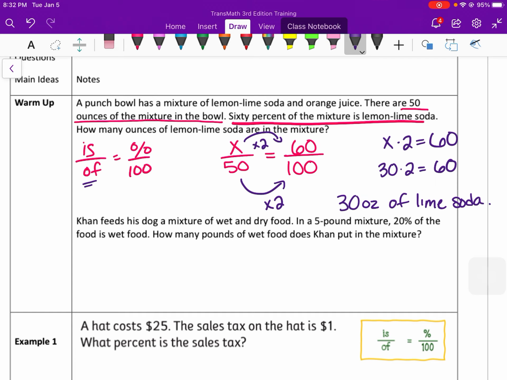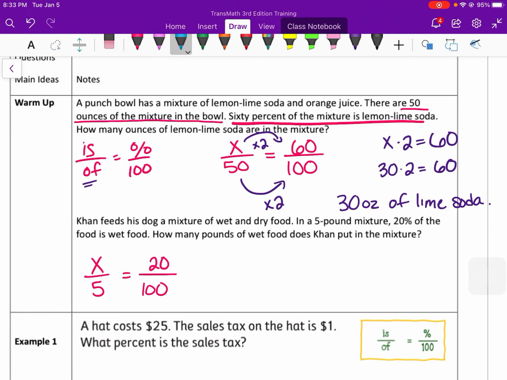Con feeds his dog a mixture of wet and dry food. In a 5-pound mixture, 20% of the food is wet. How much wet food does he feed him? This is the same formula again. There's a total of 5 pounds, so in the denominator 5, and then it's percent over 100, and 20% of the food was wet. So we're looking for how much of it was wet food.